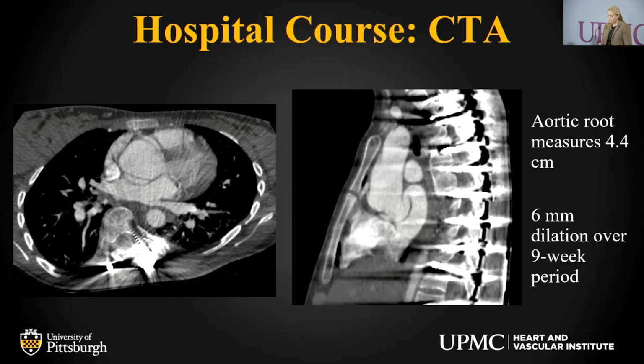So upon admission, she underwent a CTA for more precise aortic measurements as well as a CT myelogram. Unfortunately, the CTA was a little bit limited just because it was a non-gated study and also had artifact from her spinal hardware. However, the results were concerning for a maximum aortic root measurement up to 4.4 centimeters, which represented a rapid increase in size, putting her at high risk for aortic dissection.